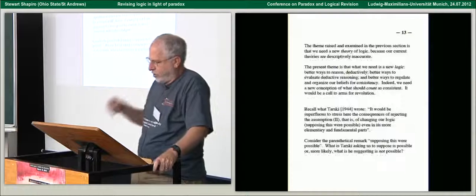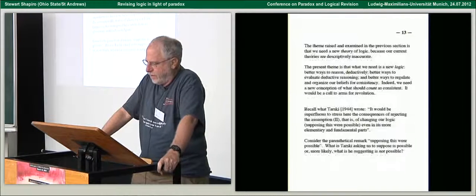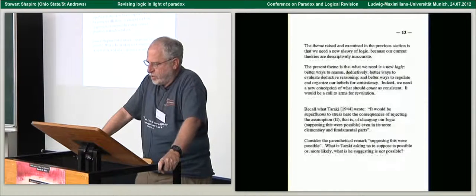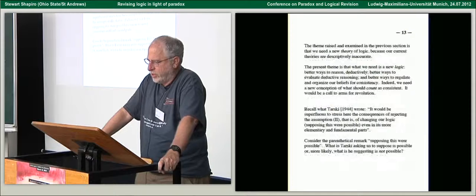Now recall what Tarski wrote in 1944 in the Semantic Conception of Truth paper. It would be superfluous to stress here the consequences of rejecting assumption 2, that is, of changing our logic, supposing this were possible, even in its more elementary and fundamental parts.